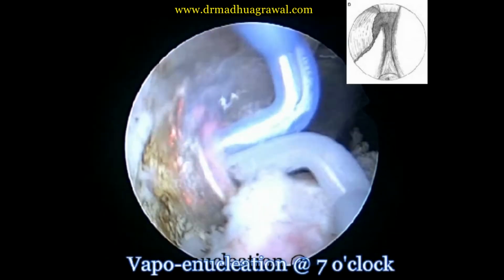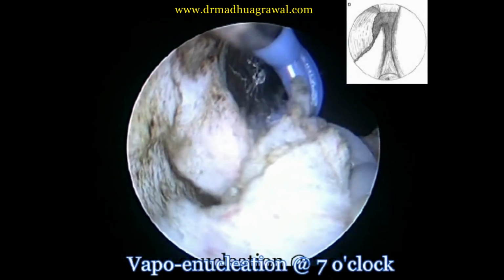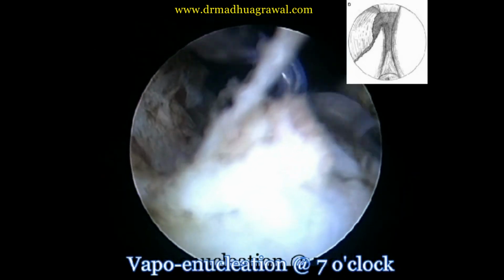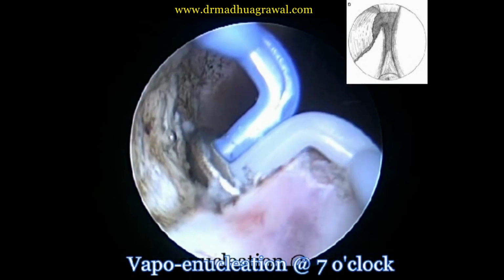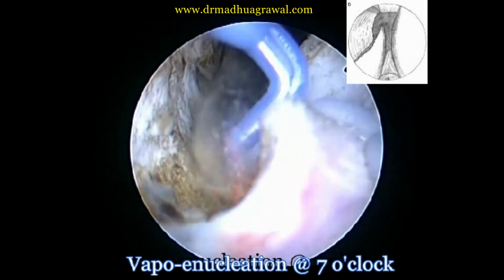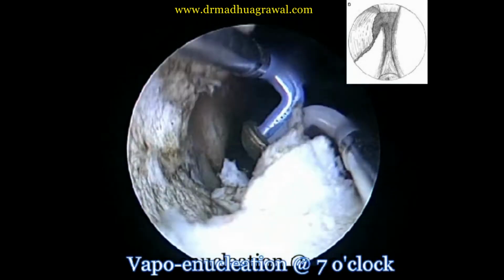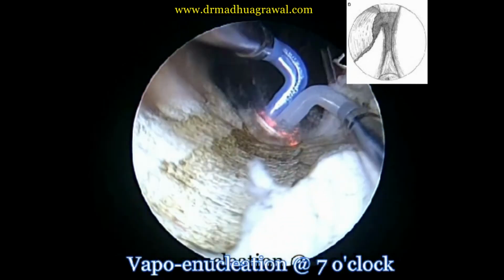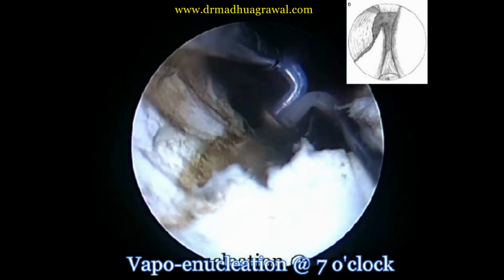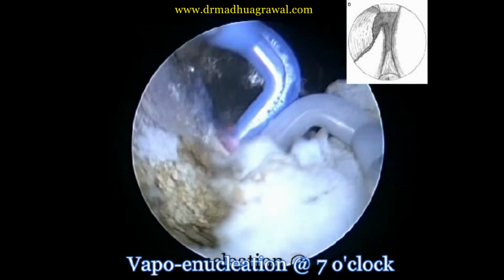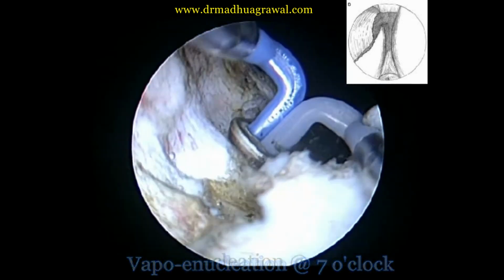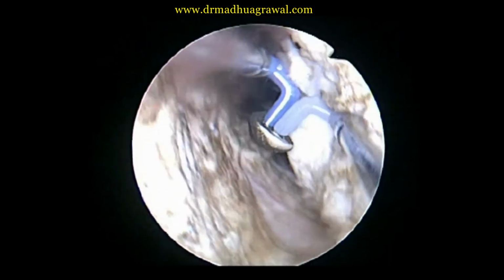As you can see, the complete hemostatic effect achieved with the button electrode. The hemostatic effect can be seen here. The right lobe is almost completely enucleated from the capsule and has fallen medially.